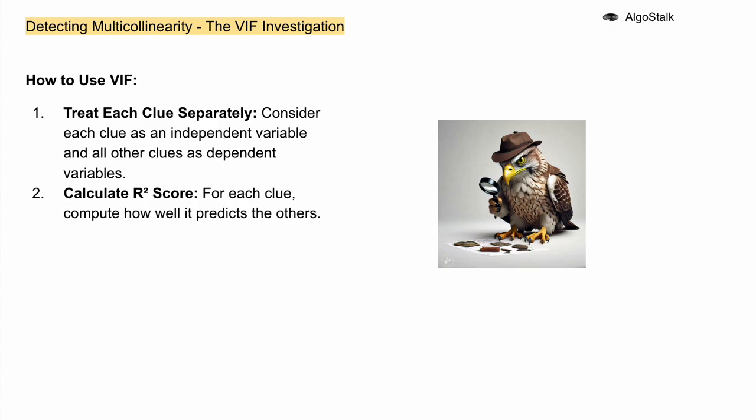How to use VIF? Treat each clue separately. Consider each clue as the dependent variable and all other clues as independent variables. Calculate the R2 score for each clue. Compute how well it predicts the others.